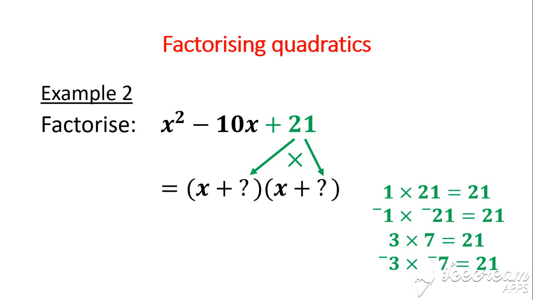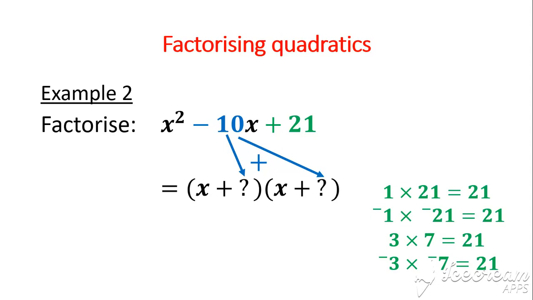So I've got 1 and 21, negative 1 and negative 21 make 21. Same with 3 and 7, and same with negative 3 and negative 7. So there's only 4 possible choices. They must add to give negative 10. So we're going to come down here and figure out which pair adds to give negative 10.